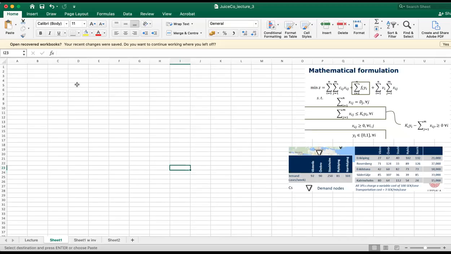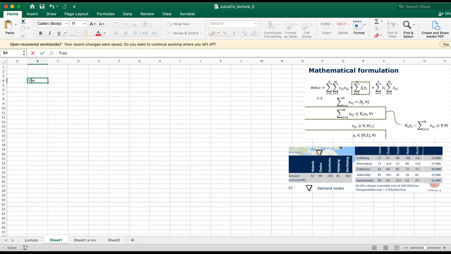Okay, now we are in Excel and I have brought here the mathematical computation. So step number one, we have to look at the minimization cost. So we have to see how many costs that we have. In this problem, we have three costs. We have the transportation cost, we have the fixed facility cost, and we have the variable cost. So you start by implementing this.